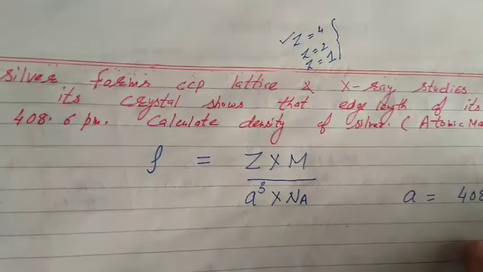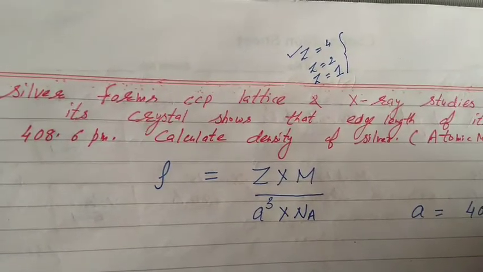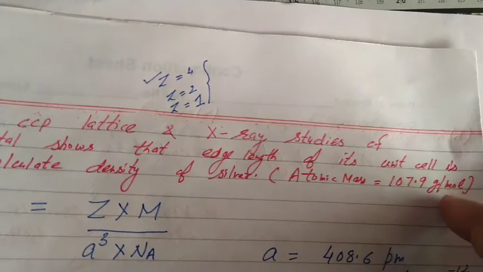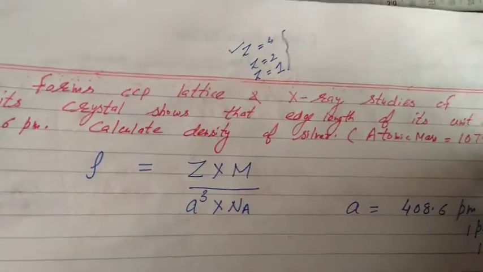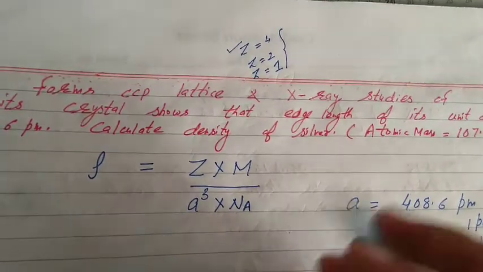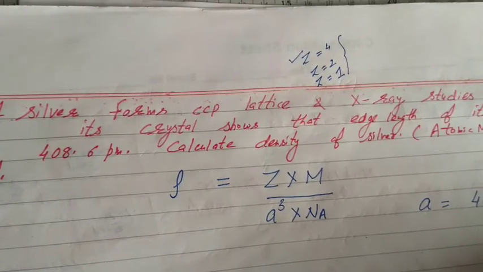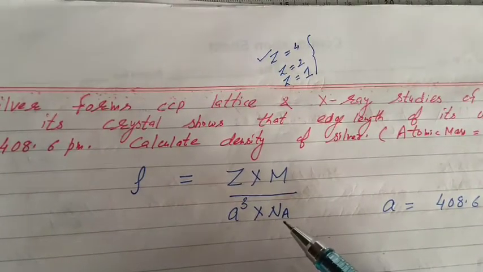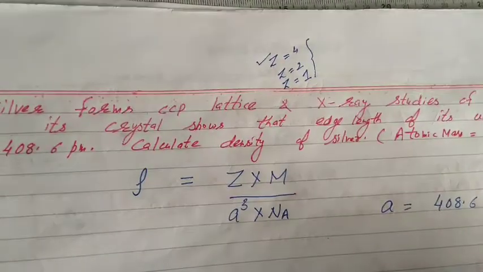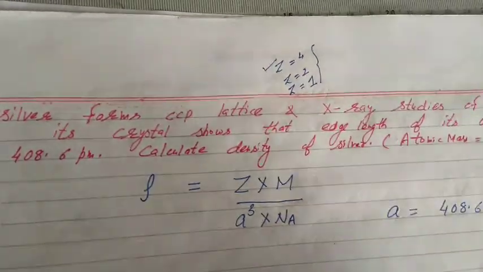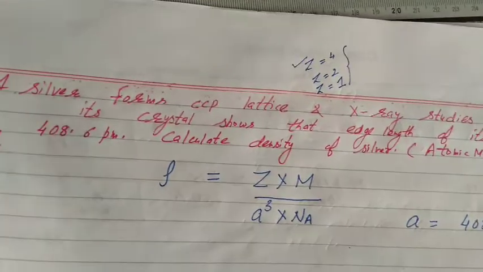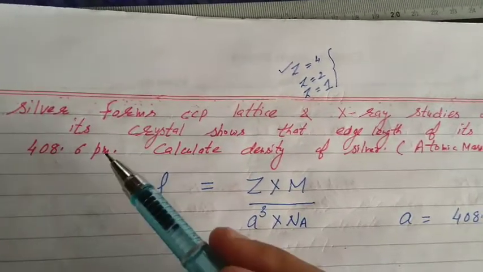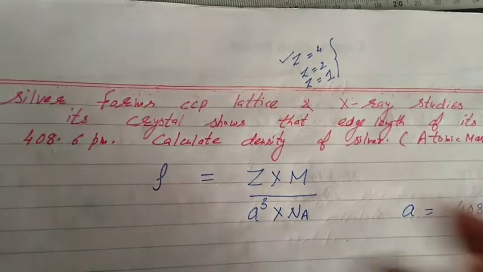M is mass. Students, mass is given in the question. Mass is mentioned in the question, that is 107.9 gram per mole. A cube. A is as length, students. As length in the question is mentioned 408.6 picometer. And Avogadro's number 6.022 into 10 to the power 23. Students, only we have to do, please convert as length to centimeter. If it is in centimeter, then okay. If it is in picometer or it is in angstrom, then convert it to centimeter.